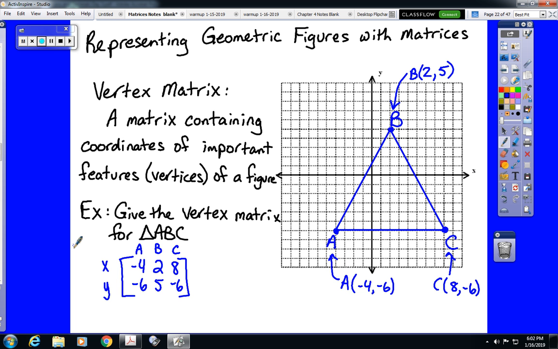Now what this vertex matrix tells us is the location of each point, x, y. The entire first row is x coordinates, the entire second row is y coordinates. So I can pick out any particular column, and that column will give me the coordinates of an important point. This way we can perform various operations on the picture without actually having the picture.